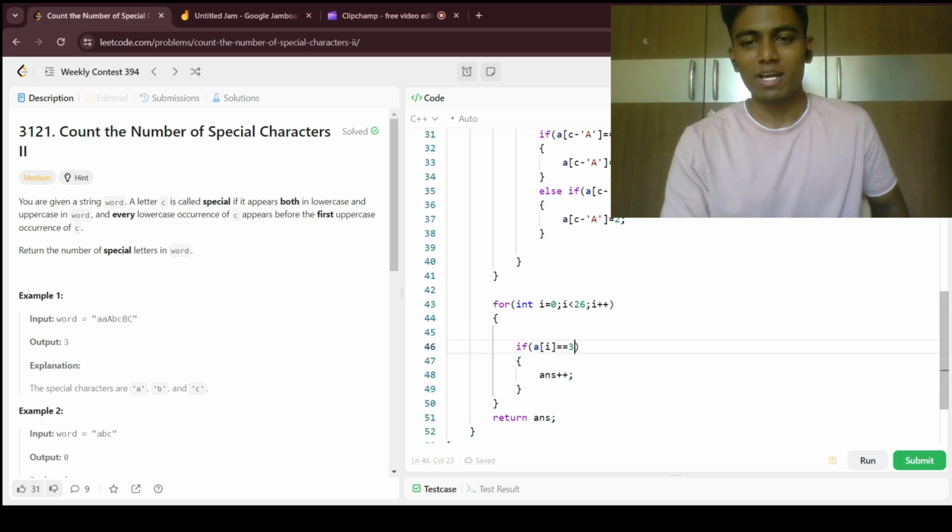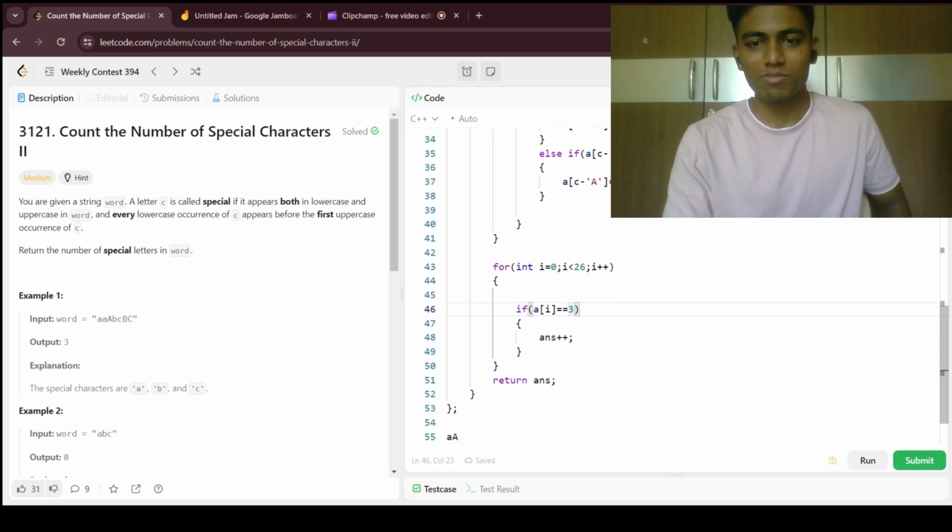So if we come to the time and space complexity, the time complexity is going to be big O of n, and then the space complexity is going to be big O of 1.